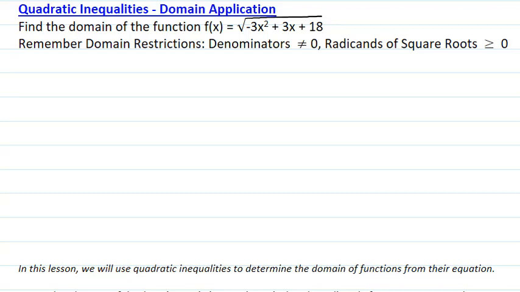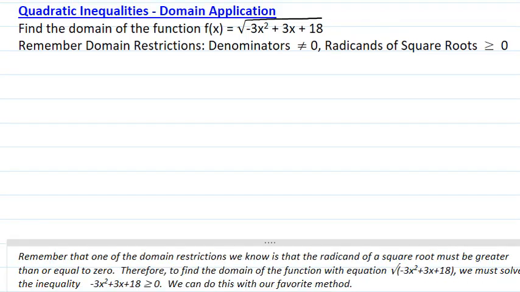In this lesson, we will use quadratic inequalities to determine the domain of functions from their equation. Remember that one of the domain restrictions we know is that the radicand of a square root must be greater than or equal to 0.